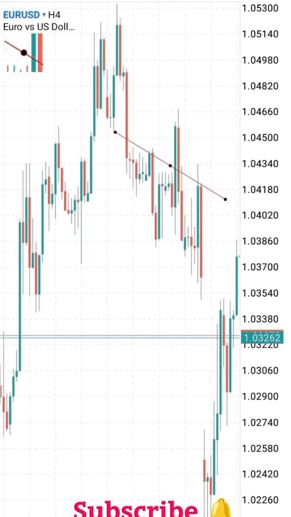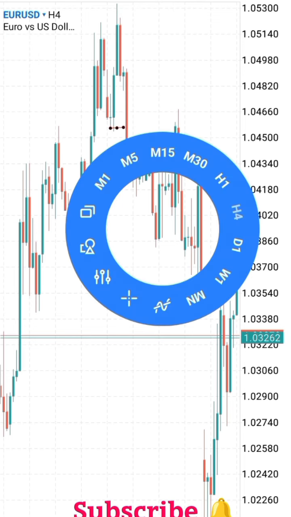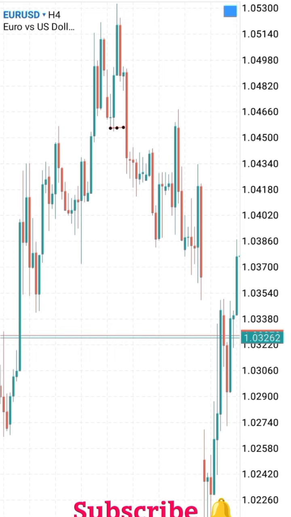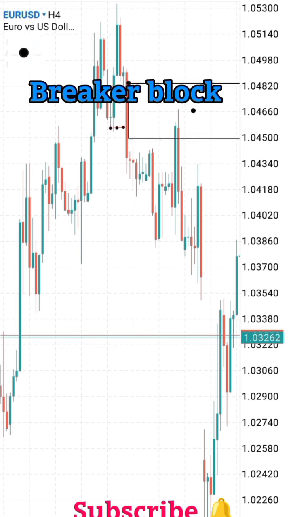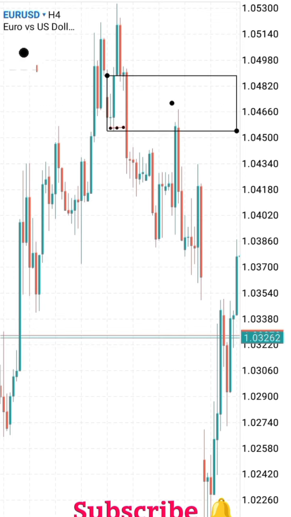After this break of structure, this is a 4-hour time frame. After this break of structure here, the last sell candle before price made the higher high is what we call a breaker block. This entire red candle here is what we call a breaker block.